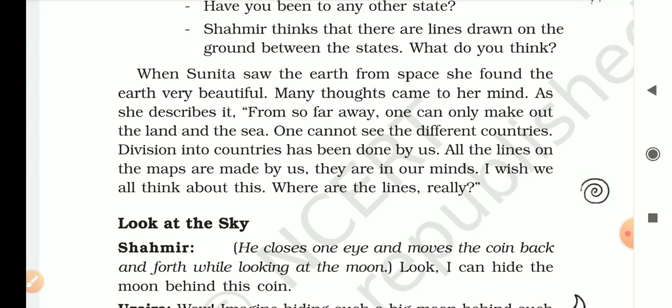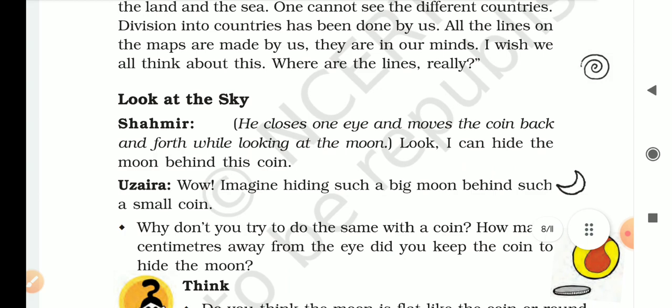So it is clearly mentioned here that when we look at the earth from space, we can distinguish only land and sea, water bodies. The others that we have on the globe, the lines, are imaginary and are created by humans for our understanding. So the lines are not actually there on earth.